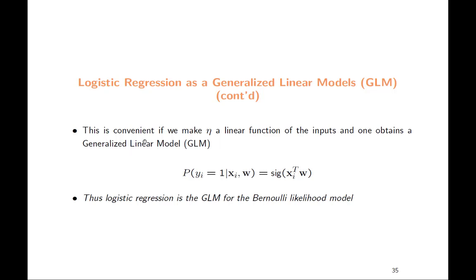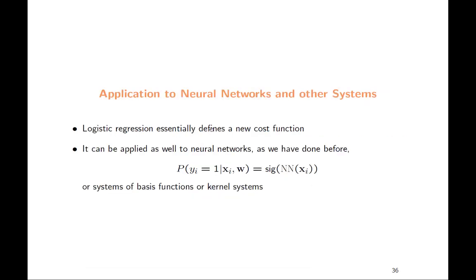There's also a whole family of these models. This is the simplest one, and what we expected: the probability that class 1 is true given x is simply the sigmoid applied to this linear function. So logistic regression is the generalized linear model for the Bernoulli likelihood model. There's a big theory behind these models, and in particular here in Munich, I think they have a long tradition in studying these generalized linear models.